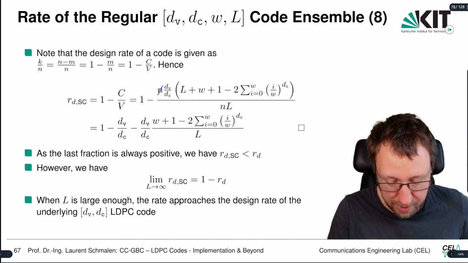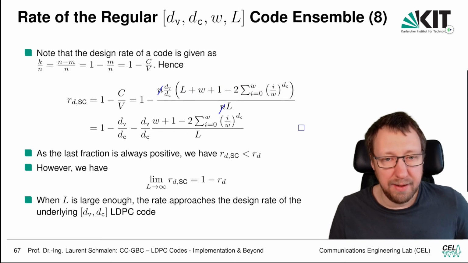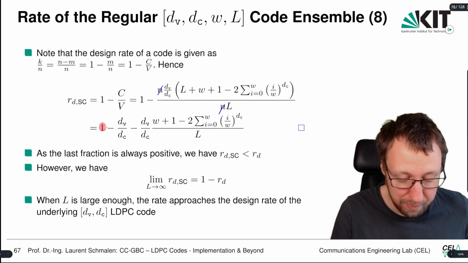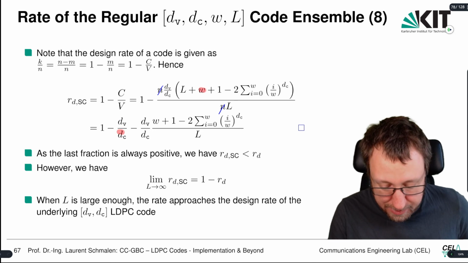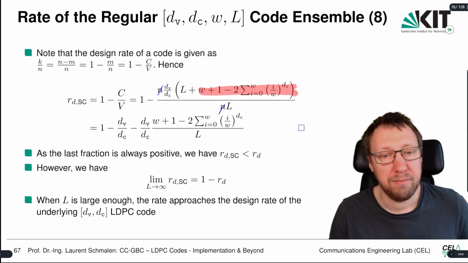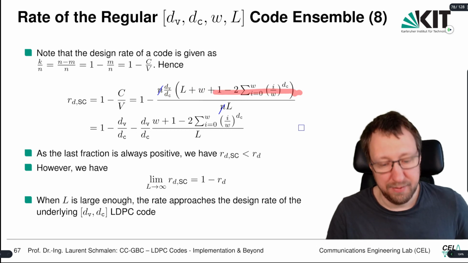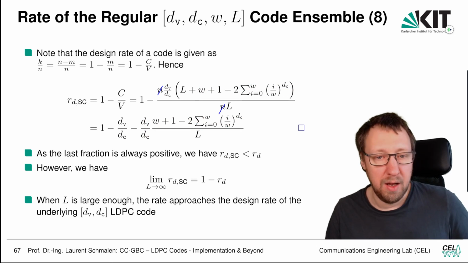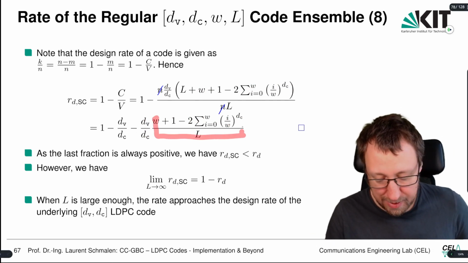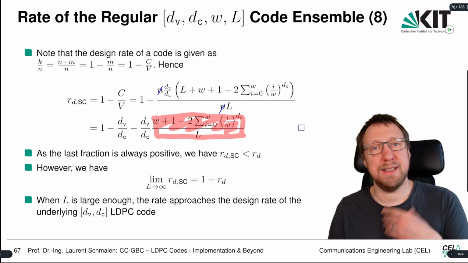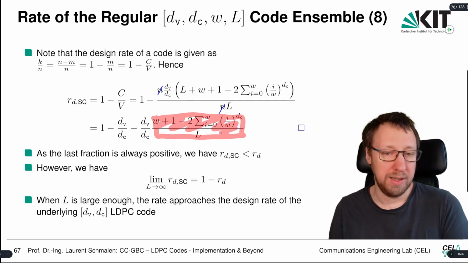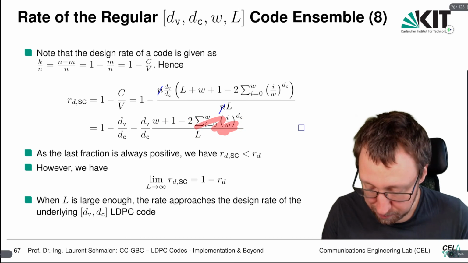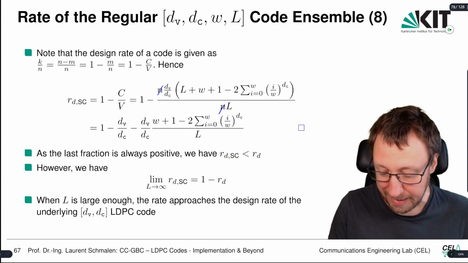First thing, we cancel n. And then we cancel L in the first expression. So this will just be 1 minus dv over dc, minus this remaining term divided by L. And of course, it's minus dv over dc times the remaining term divided by L. We can actually show, and it's very easy to see, that this last expression is always positive. So the rate of the spatially coupled code will always be smaller than the rate of the underlying LDPC code.